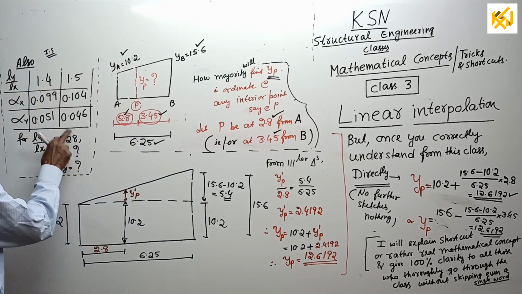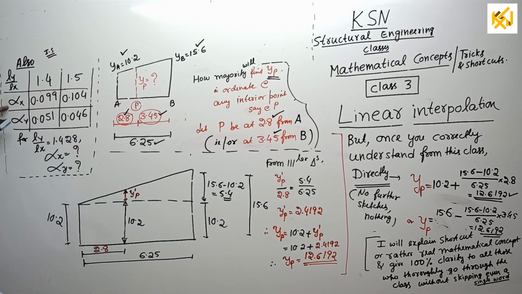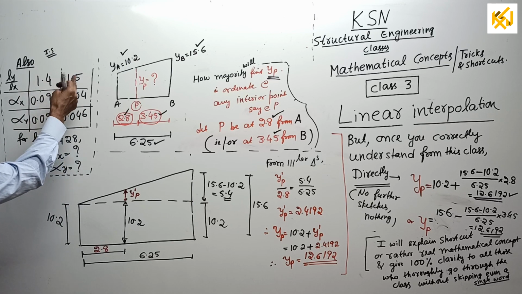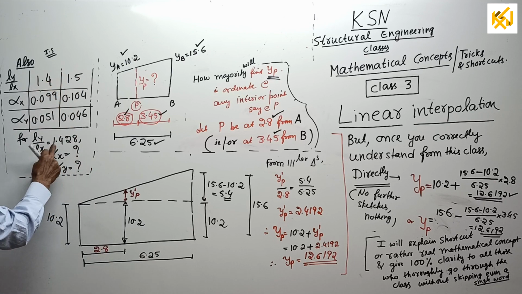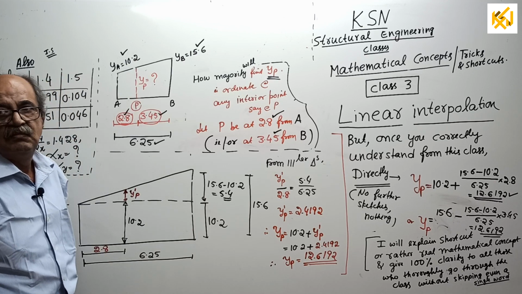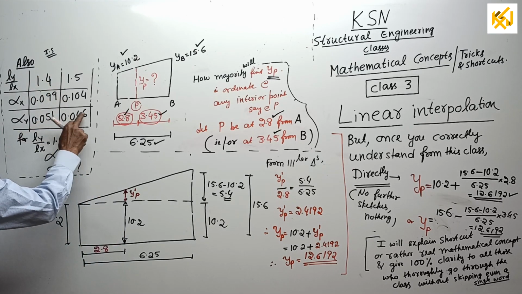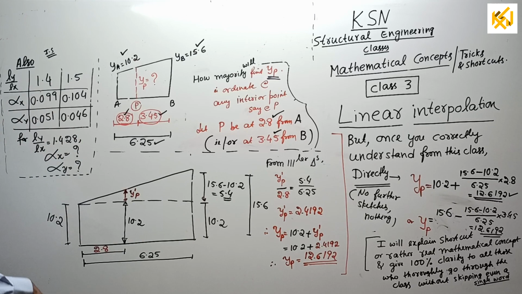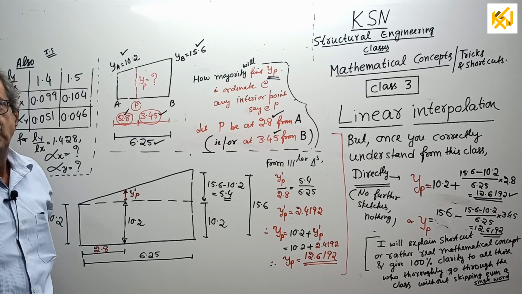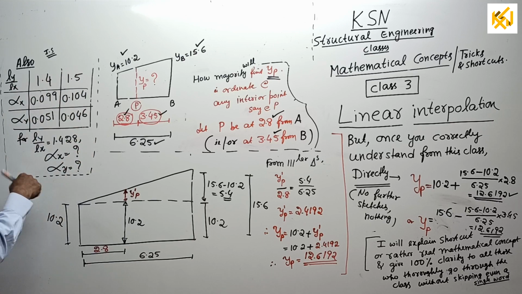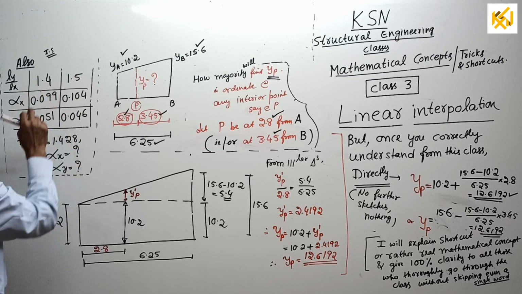If you want alpha x for 1.428, the answer is 0.099 plus 0.104 minus 0.099 divided by bracket 1.5 minus 1.4 into bracket 1.428 minus 1.4. And if you want alpha y for this value, for Ly by Lx equal to 1.428, the value is 0.051 minus 0.051 minus 0.046 divided by 1.5 minus 1.4 into bracket 1.428 minus 1.4. Over.